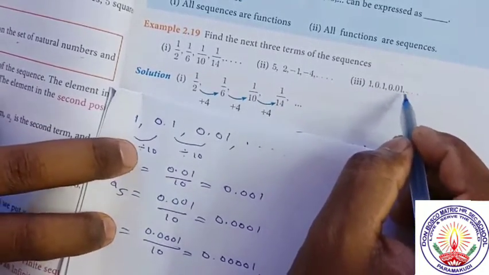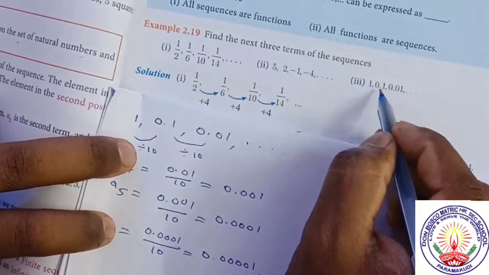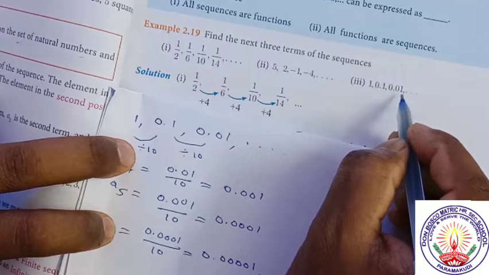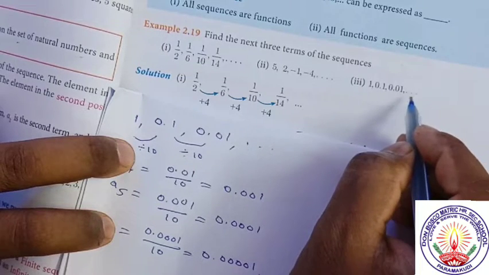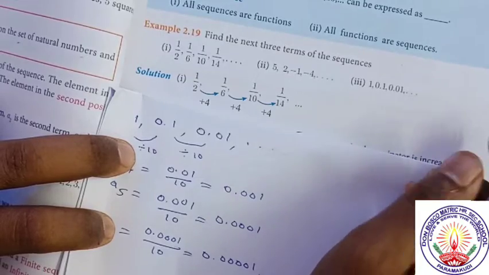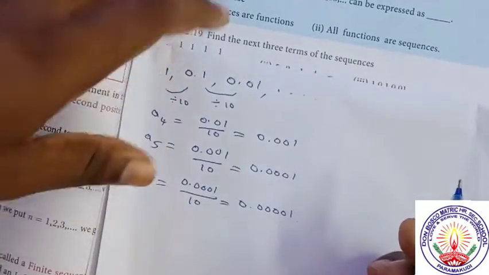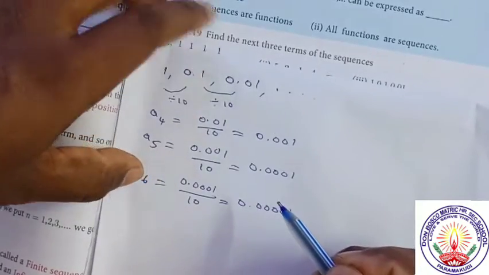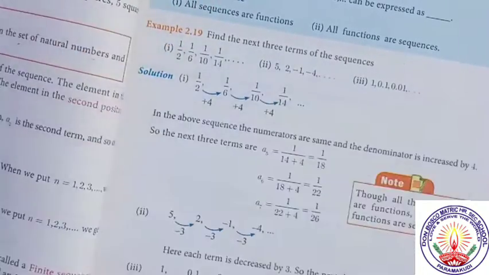In the third example, all the terms are divided by 10. So 1 by 10 is 0.1, 0.1 by 10 is 0.01, 0.01 by 10 is 0.001, 0.001 divided by 10 is 0.0001. Like that, you have to find the next three terms. So the answers are increased or decreased. So this is the answer.